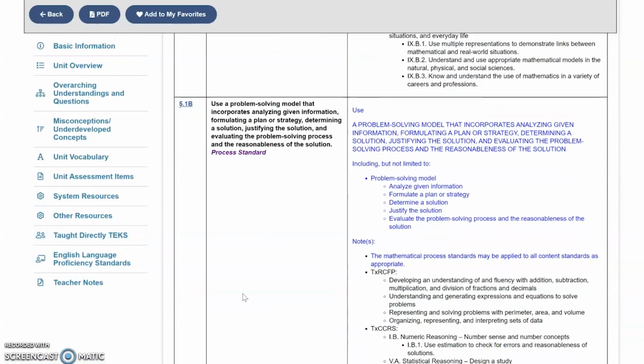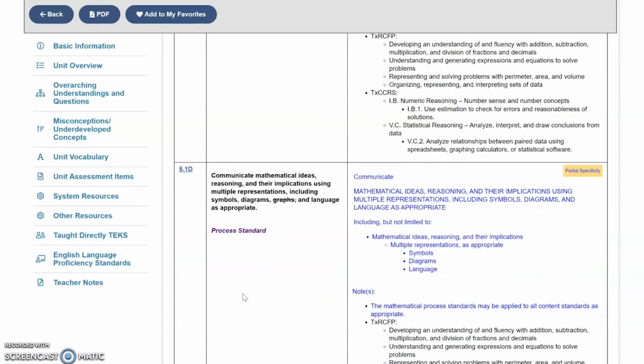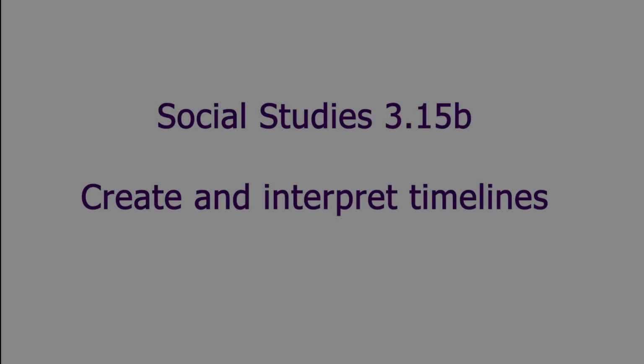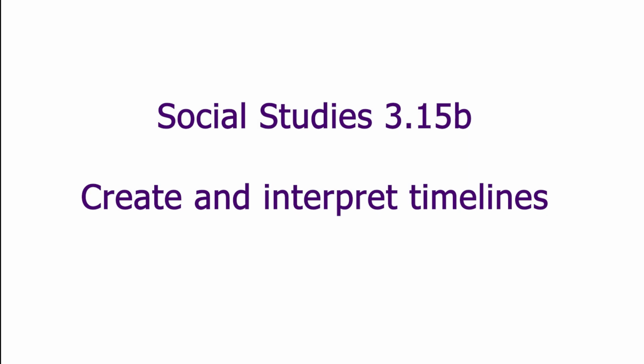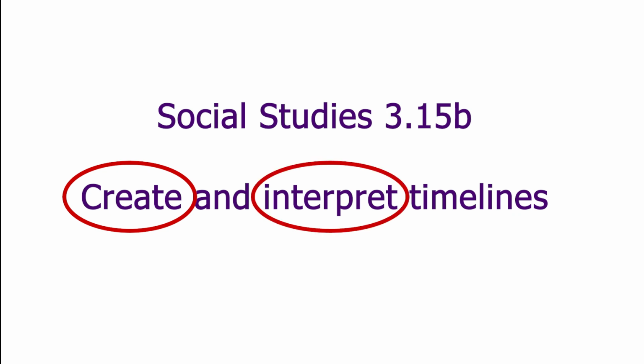Once you've determined your standard type, you then want to start to break down your standard. Breaking down a standard means that you're going to divide the standard into different parts. So the first step in breaking down, or unpacking the standard, as it's sometimes called, is to identify the verbs in the standard. For example, in the following standard, which is Social Studies 3.15b, create and interpret timelines, the verbs to be identified are create and interpret.